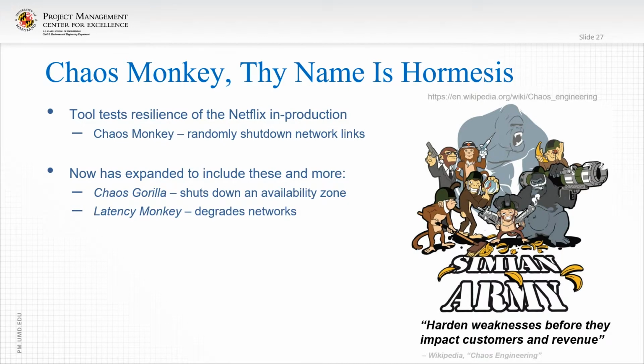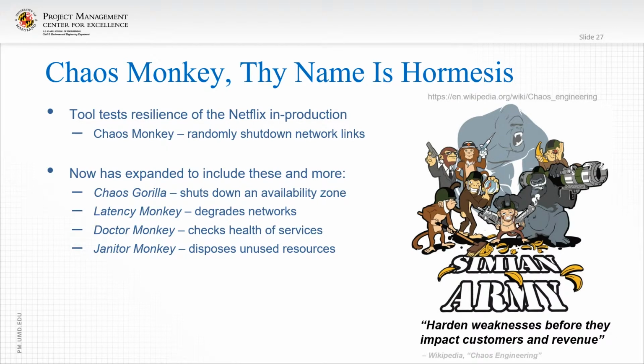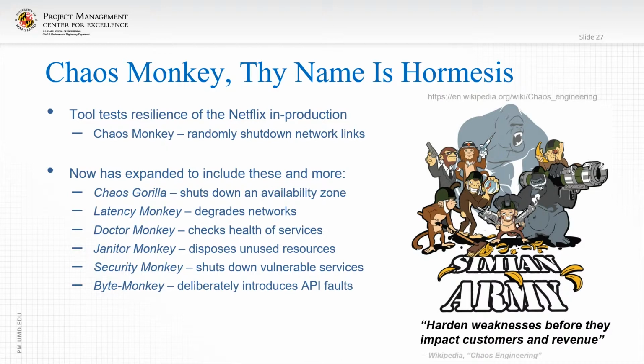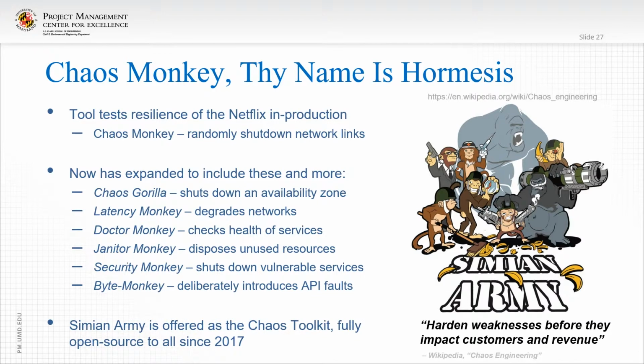There's also the Latency Monkey that degrades networks, the Doctor Monkey that checks to see if it's a healthy service or not. You have the Janitor Monkey, which disposes of unused resources, sweeping things up. You've got the Security Monkey that shuts down vulnerable services, and the Bite Monkey to see if your API fails when you deliberately serve bad information to an API. So this whole suite is available to you so you can test your systems. But the idea is simply this: harden weaknesses before they impact the customers and revenue. If you do that, you're making yourself stronger. It's like building a team full of strong athletes in terms of your actual services.